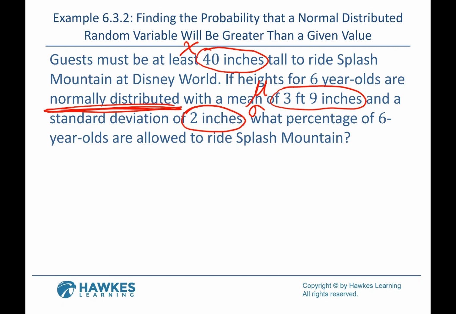So we've got a little side calculation we need to do on this one, or it's probably easier if we do anyway. This 3 feet 9 inches, since that's mixed units, and everything else is in inches, it's probably easiest if we change it to all inches. So how many inches are in a foot? 12, yeah, so 12 times 3 is 36, plus 9 would give us our mean in inches is 45 inches.